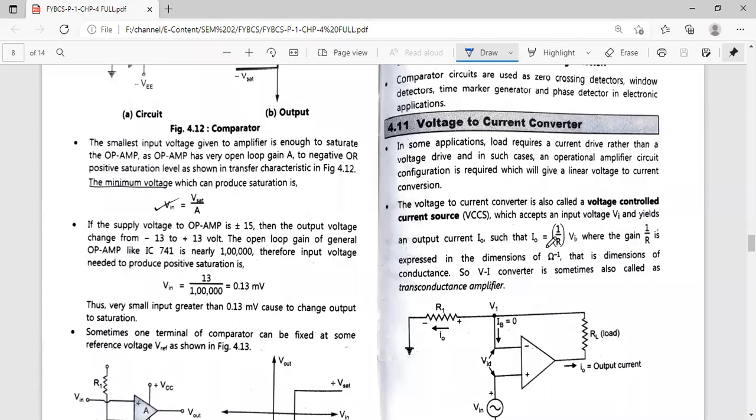Now here we want to study the next application circuit of op-amp, that is voltage to current converter. The first thing is, why do we need this conversion? Why do we need to convert this voltage into a current format? So this is a voltage to current converter. Now the first question arises, why do we need this conversion?